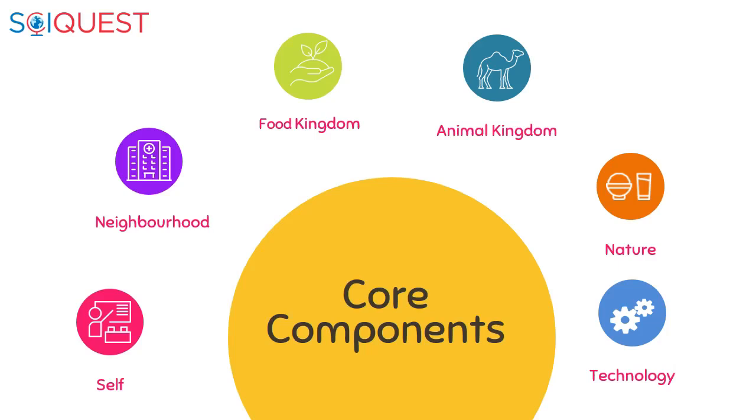Let's take an example of self. Playgroup learns about gender, age, senses. Then nursery learns about family members and types of family. Then in EJ, children learn about different feelings that one goes through. And in ES, they learn about the internal system of our body.